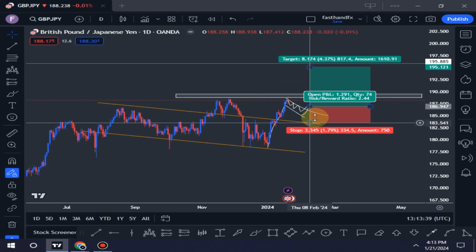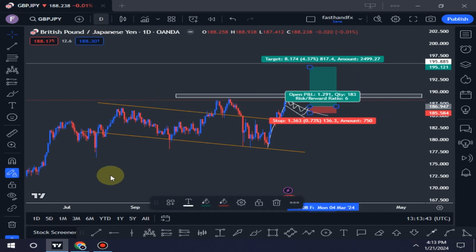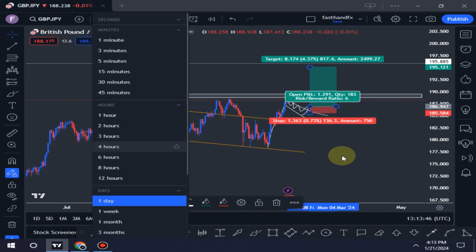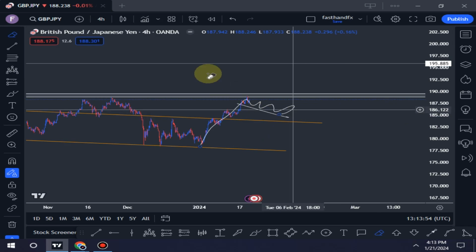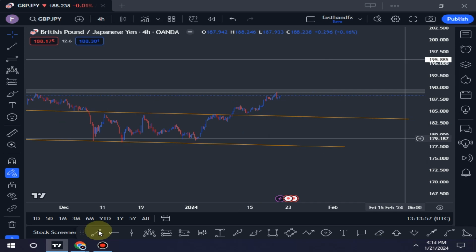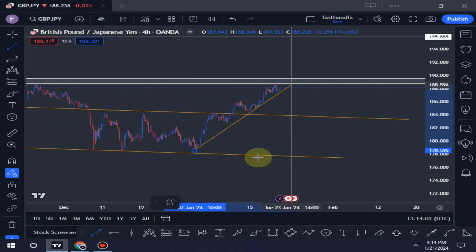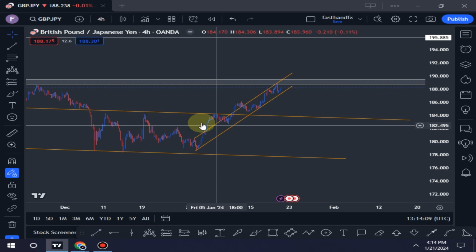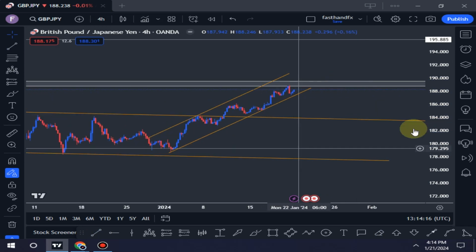Your GBPJPY looks amazing though. It might take time before it gives out something nice. Let's see from the 4-hour perspective. Okay, this is it. So let's remove this. Of course, there was a trend that the market was giving us in respect to this. Let's try to do this, something like this. We need more touches either way.